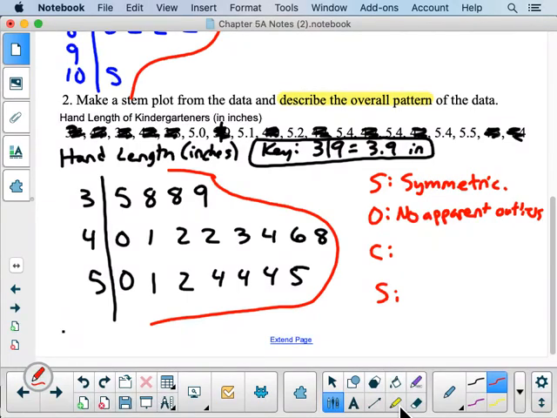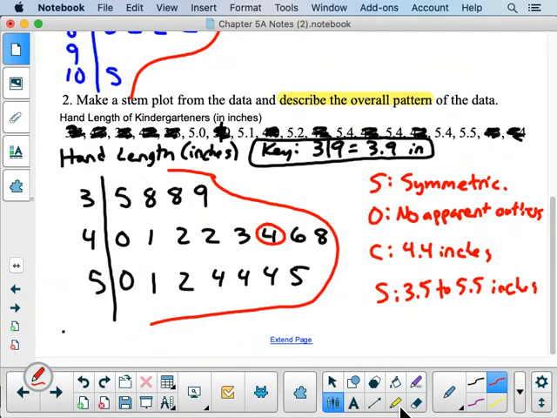So we should count how many leaves. We have 4 here, 5, 6, 7, 8, 9, 10, 11, 12, 13, 14, 15, 16, 17, 18. There's 19 numbers here. Cut that in half, and you get 9.5. So we're looking for the 10th leaf. So 1, 2, 3, 4, 5, 6, 7, 8, 9, 10. There's the 10th leaf. Okay, there should be the same amount of numbers above it and below it. So that is representing 4.4 inches. And our spread would be the smallest to the largest hand in the class.